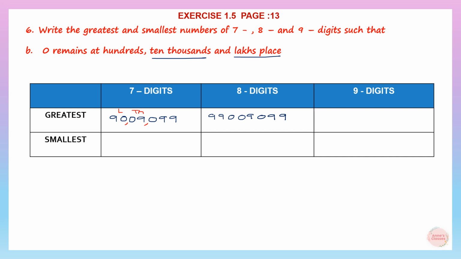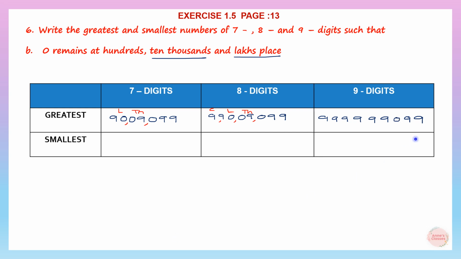Now place the commas, ones, tens, hundreds, thousands, 10,000s, lakh, 10 lakh, crore. So this is crore, this is lakh, this is thousand. So let's read this number, 9 crore, 90 lakh, 9,099. Now the greatest 9-digit number, 9 nines. 1, 2, 3, 4, 5, 6, 7, 8, 9. Now let's put 0 in the hundreds place. So ones, tens, hundreds. Remove this and put 0 in the hundreds place.